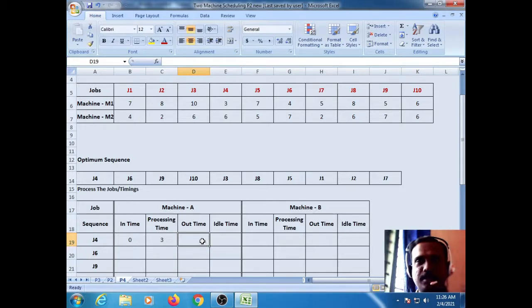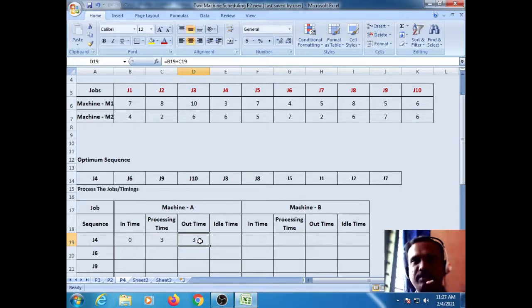Next we have to calculate the out time. For calculating the out time, simply the in time plus the processing time gives the out time. So this is the out time for job 4 on machine A. What it means is, at 0 hour we started the work on machine A, for 3 hours we processed the job on machine A, and at the 3rd hour we completed the processing on machine A.